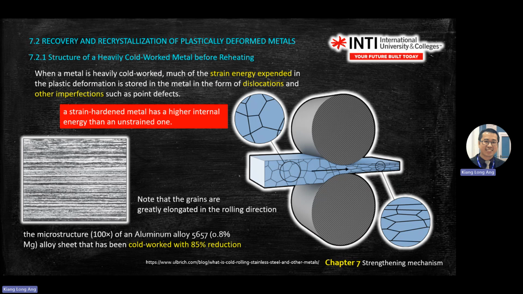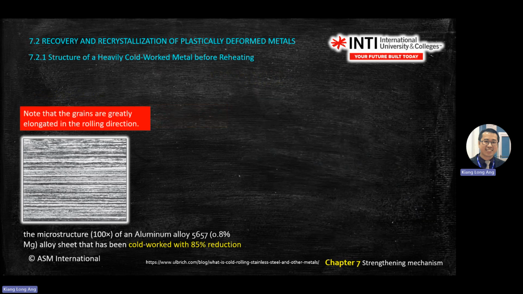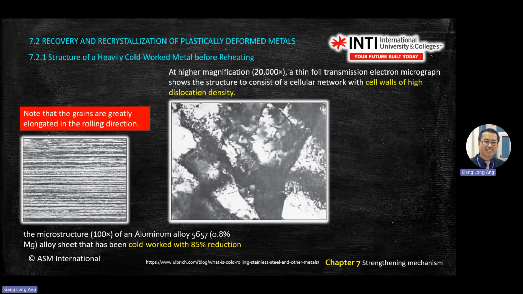So this is under the microstructure. You see there's a straight line, which means you elongate in the rolling direction. You roll it, it's like a layer cake. Then this one is under magnification. You have a network of dislocations starting to grow already.